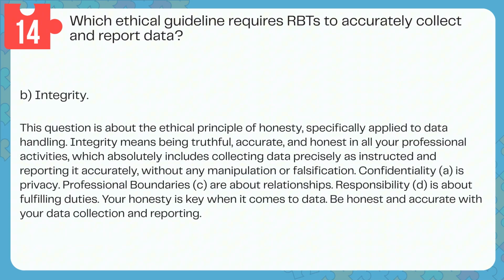Answer: B. Integrity. This question is about the ethical principle of honesty, specifically applied to data handling. Integrity means being truthful, accurate, and honest in all your professional activities, which absolutely includes collecting data precisely as instructed and reporting it accurately, without any manipulation or falsification. Confidentiality, A, is privacy. Professional boundaries, C, are about relationships. Responsibility, D, is about fulfilling duties. Your honesty is key when it comes to data. Be honest and accurate with your data collection and reporting.